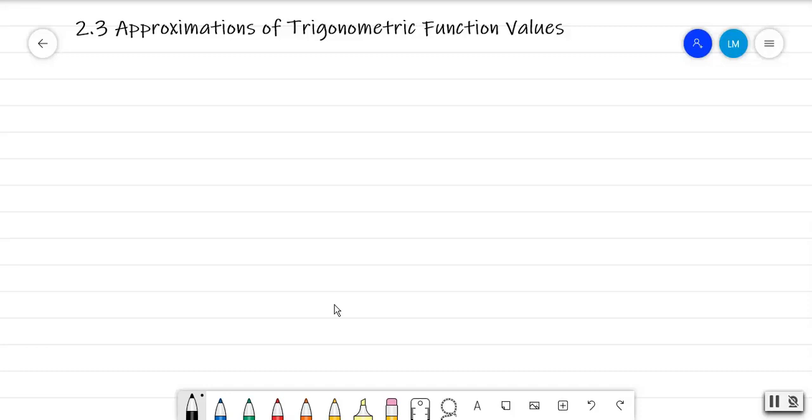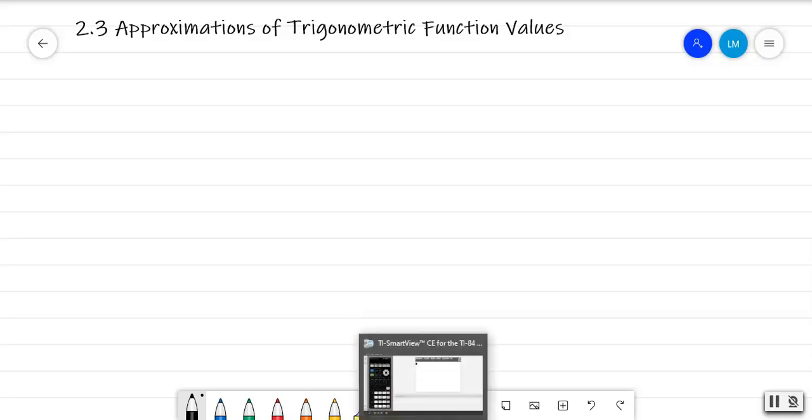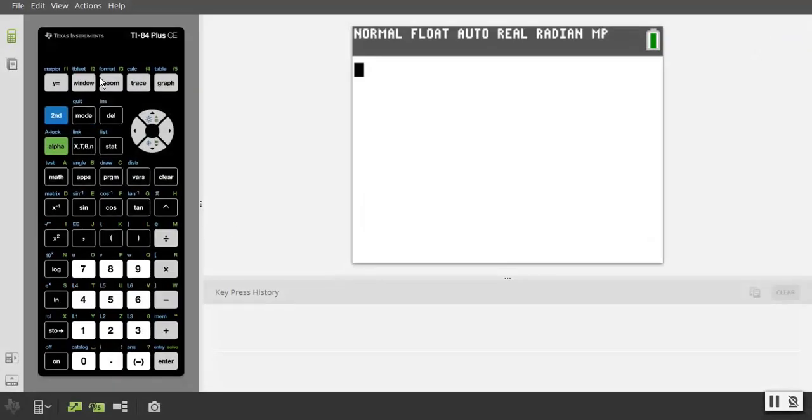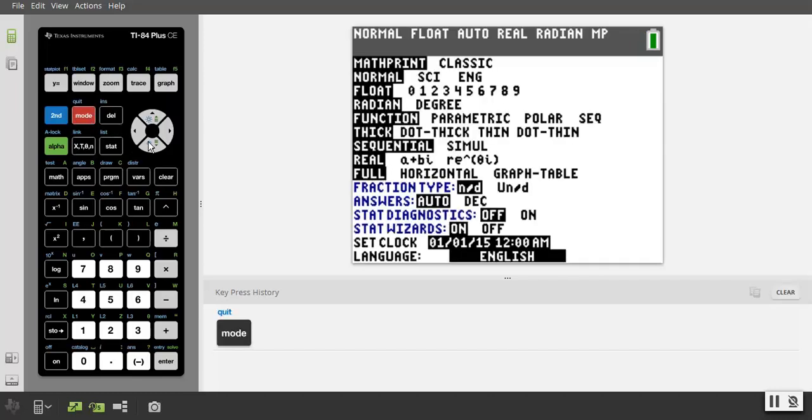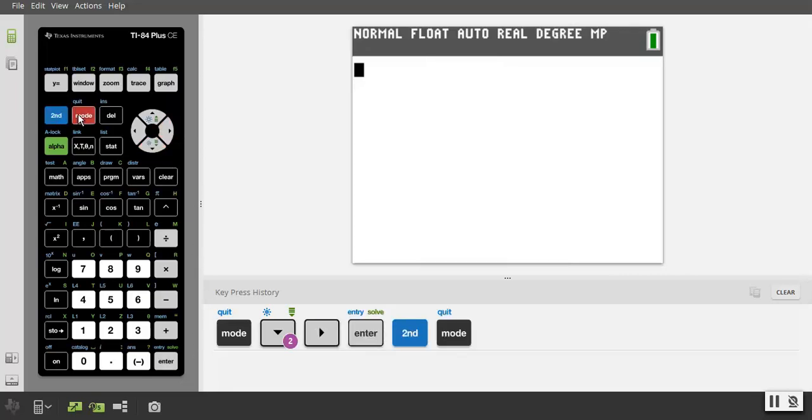Hello, so in this video we're going to look at approximations of trigonometric function values. It's probably going to be good to have a calculator available to you. In my case I'm using the TI-84 and I just need to make sure that my mode is in degrees. It's always best to make sure that the calculator is in the degree mode.